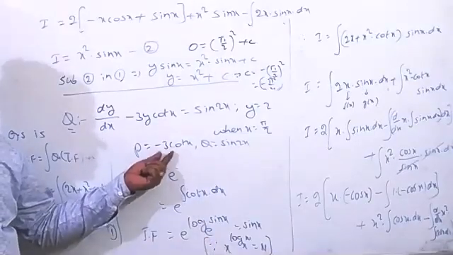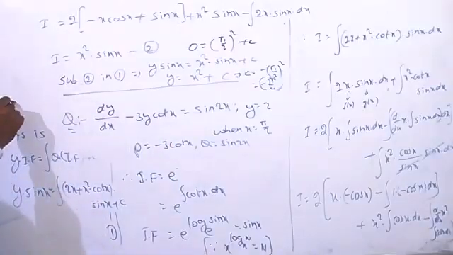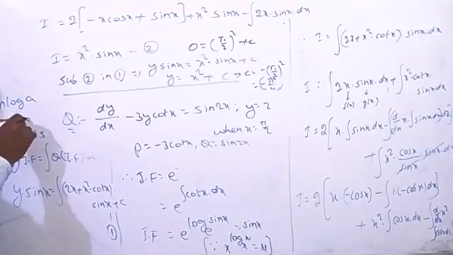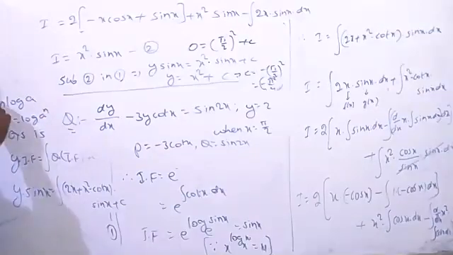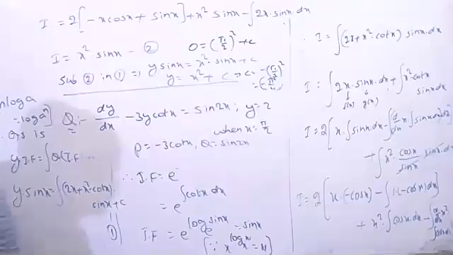We know the property that n into log a can be written as log a power n. This property we need to apply here. That means you will get e power log sin power minus 3, that is sin power minus 3. That means 1 by sin cube. We'll get 1 by sin cube. Okay, just once you can try now.